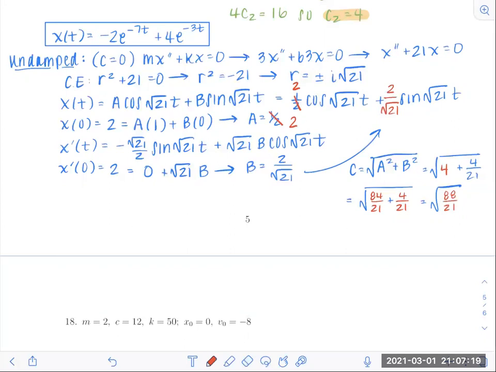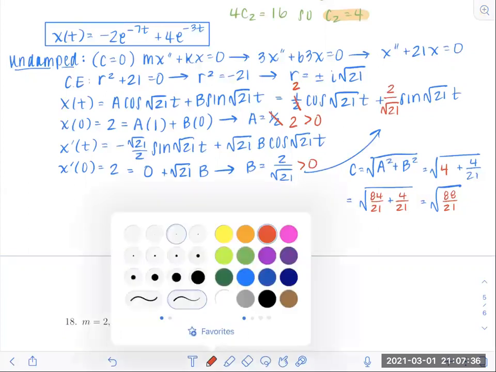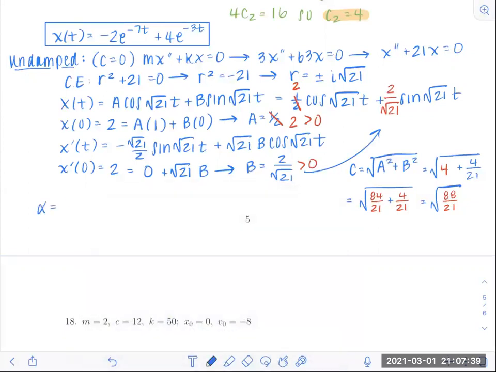And then lastly, we need to find our alpha value. Notice that both A and B are positive values. So when we go up and find alpha, alpha is just going to be tangent inverse of B over A. No need to add on a pi or a 2 pi. So let's go ahead and state here, alpha is tangent inverse of B over A. So I have 2 divided by root 21 divided by 2 again. So that's just going to give me a 1 over root 21.